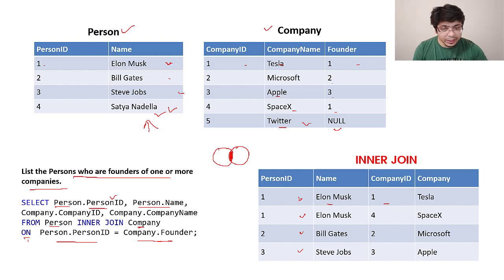So this Elon Musk is being repeated twice because he is the founder of two companies. Then we have Bill Gates, who is the founder of Microsoft, and then we have Steve Jobs, who is the founder of Apple. So I hope you are able to understand this. So only matching values get returned. Otherwise, the other values are not returned.